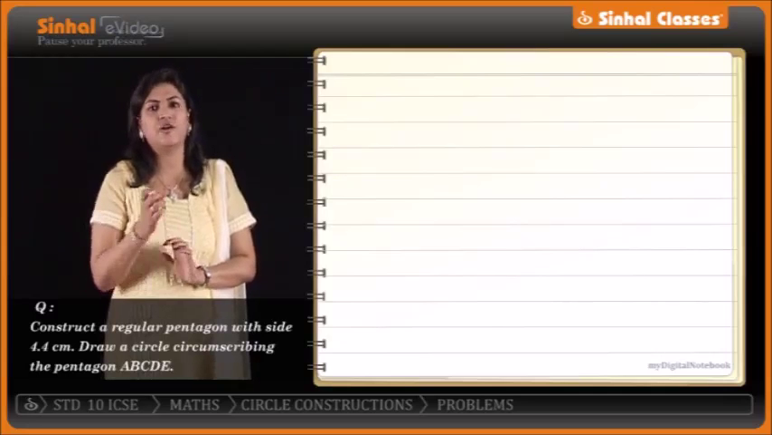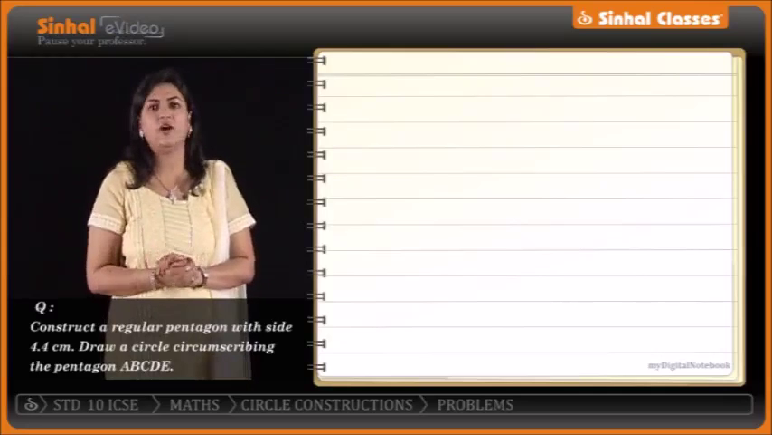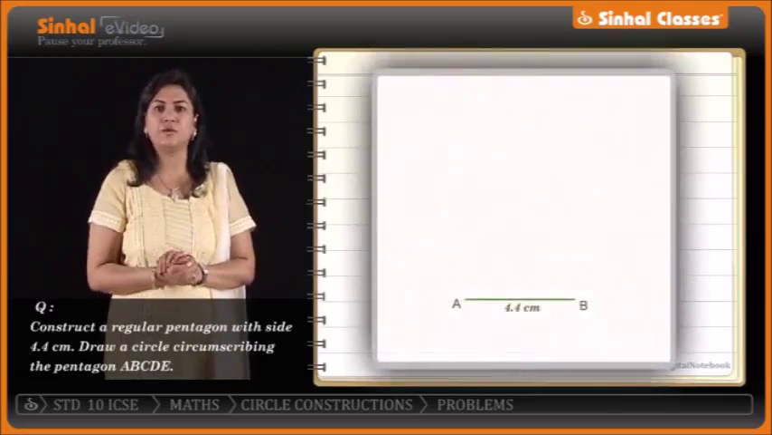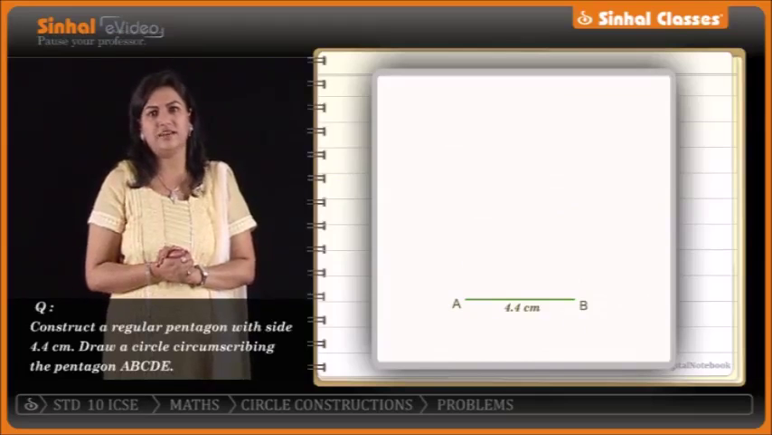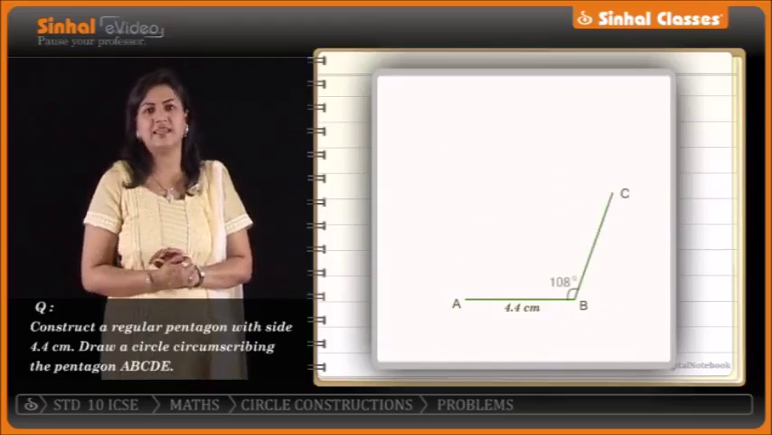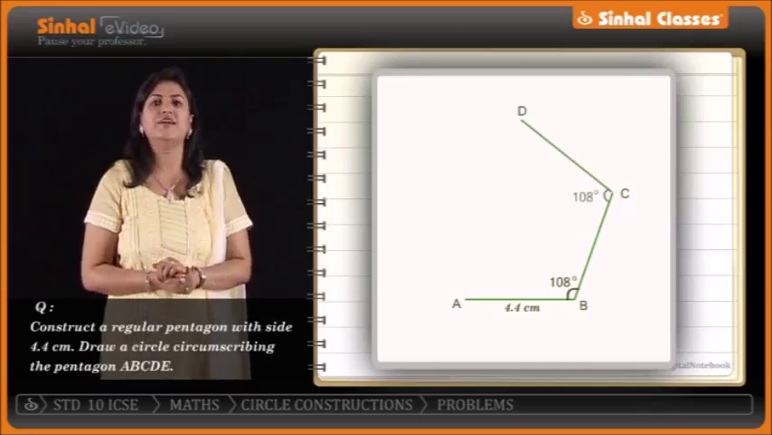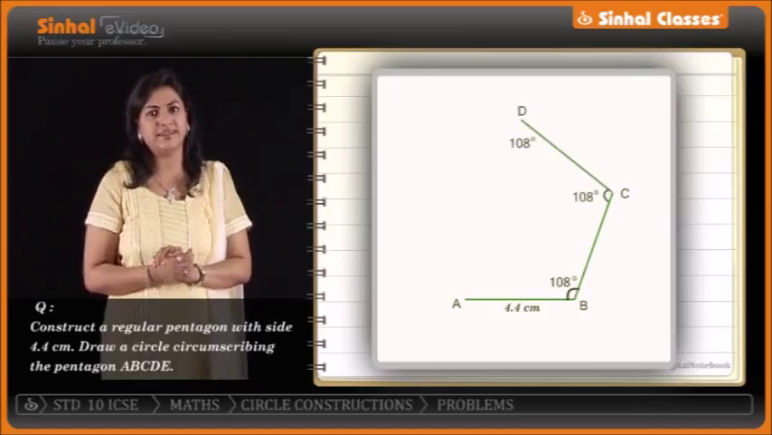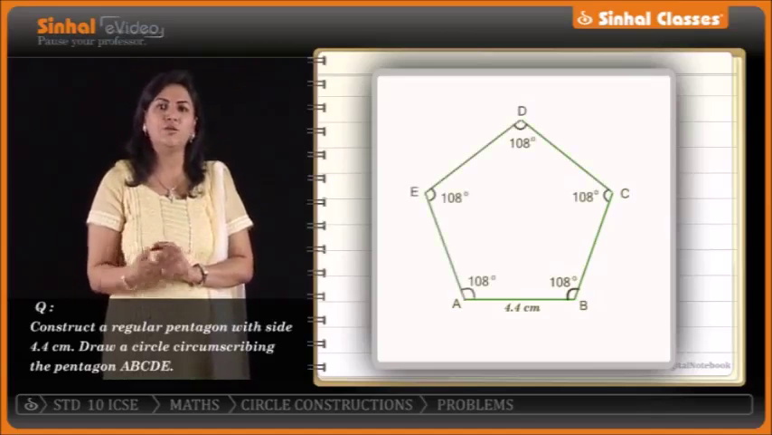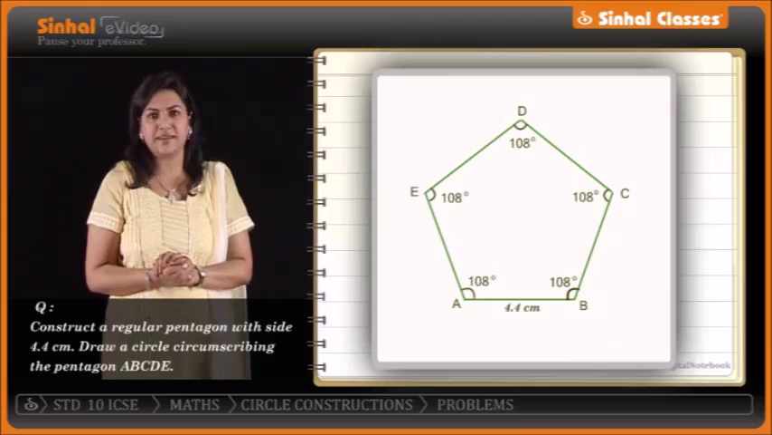So we will draw the side AB of 4.4 centimeter, then mark 108 degrees at angle B. Then cut an arc of 4.4 centimeter, mark it as point C. Again at C, we mark 108 degrees and so on. We complete the regular pentagon ABCDE. Now, we want to circumscribe this pentagon.